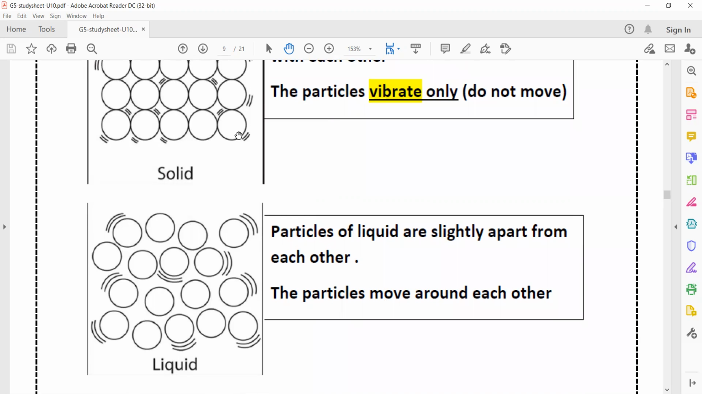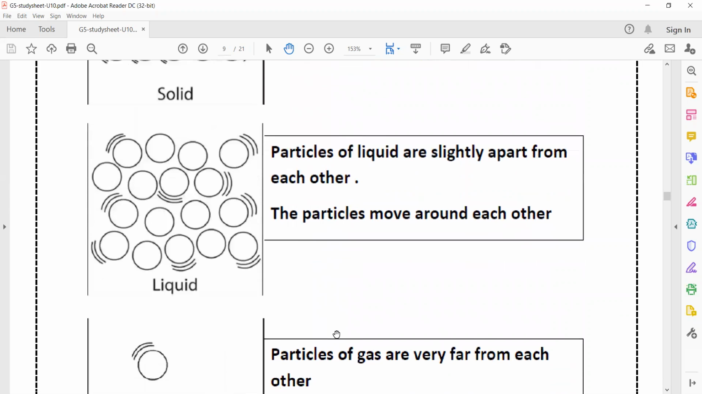The particles in the solid state just vibrate around their position, and they do not move from one place to another place like the liquid state.